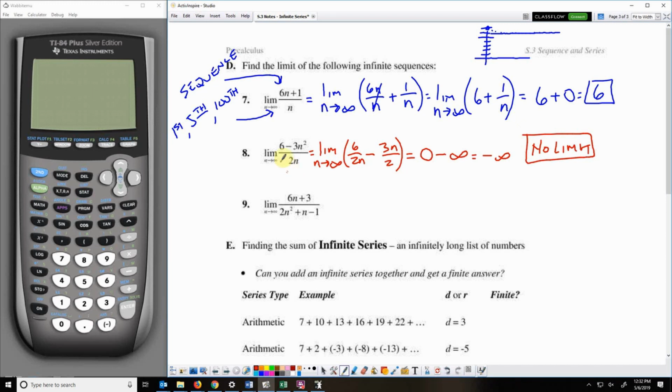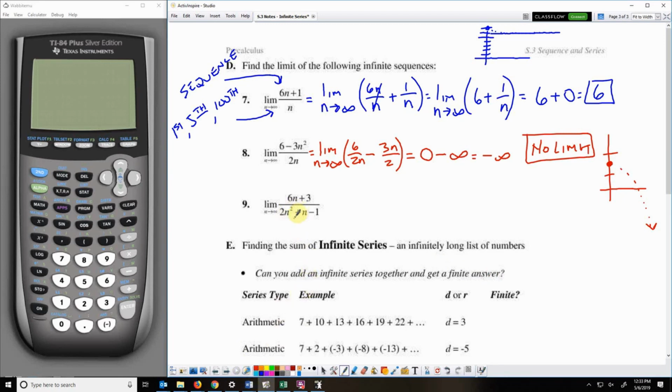Okay, so the first value in this, if I put in a 1 for the n's, I'm going to have 6 minus 3 times 1, which is 6 minus 3. So I've got 3 over 2. So the first term has a value of 3 over 2. 3 over 2 is right there. It's 1.5. And from there, it just gets smaller and smaller, approaching negative infinity. And it's just going to continue forever, which is why it has no limit. This one can't cross a certain line, so it has a limit. This one just continues going down forever, so it has no limit.